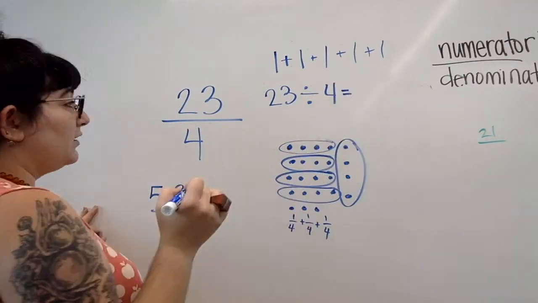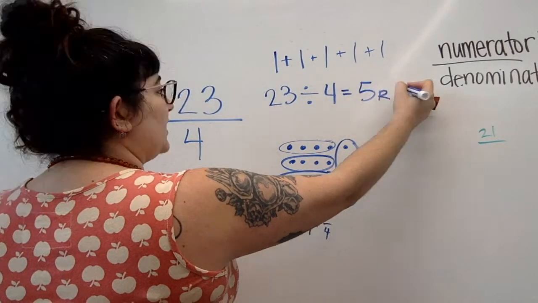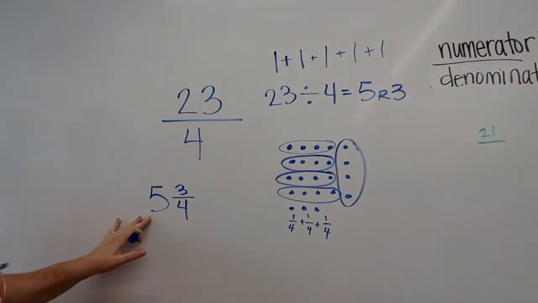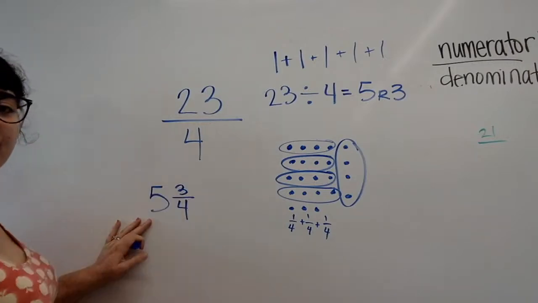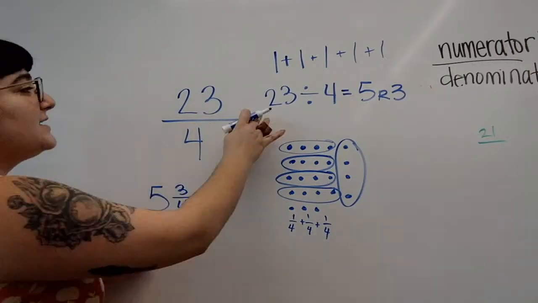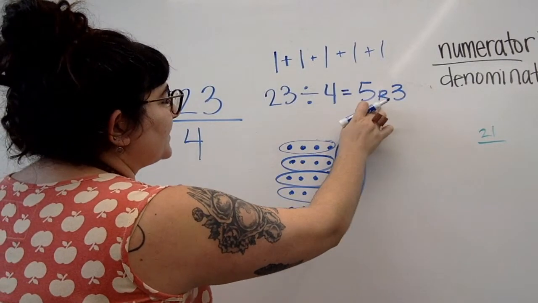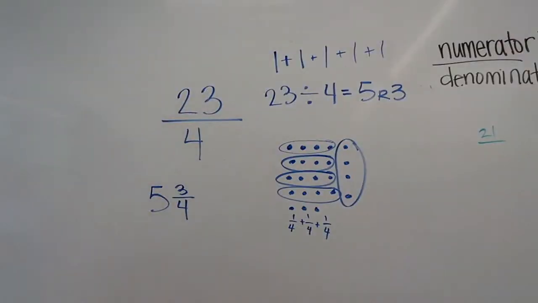If this was a regular old division problem, it would be 5 remainder 3. Look at this. 5 remainder 3. But this isn't a regular old division problem. The remainder 3 is referring to there are 3 out of 4 parts left over.